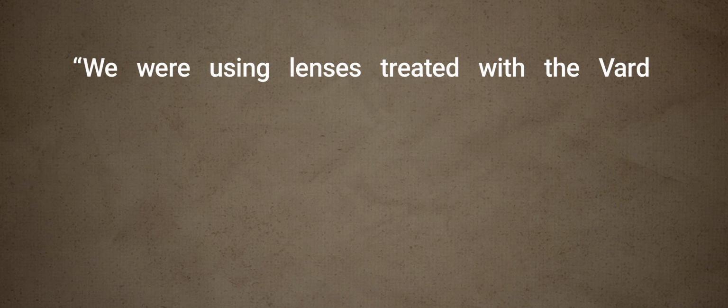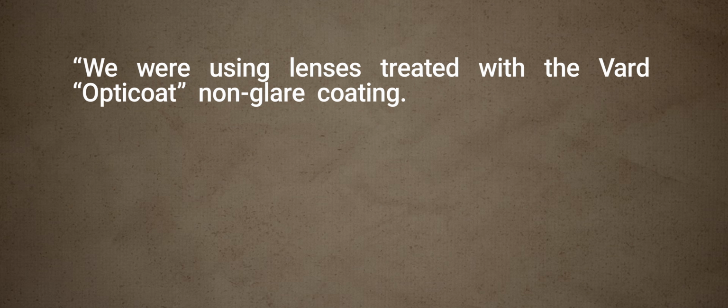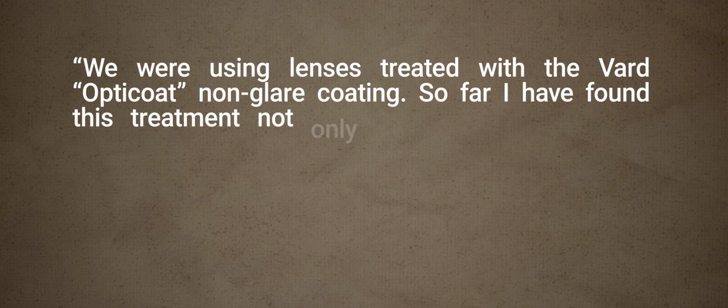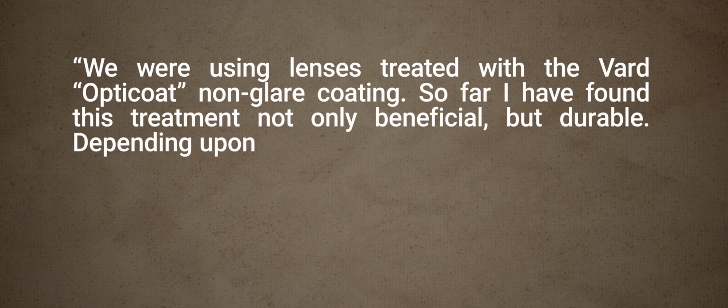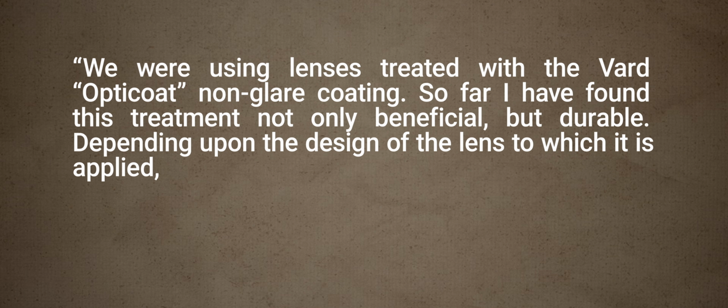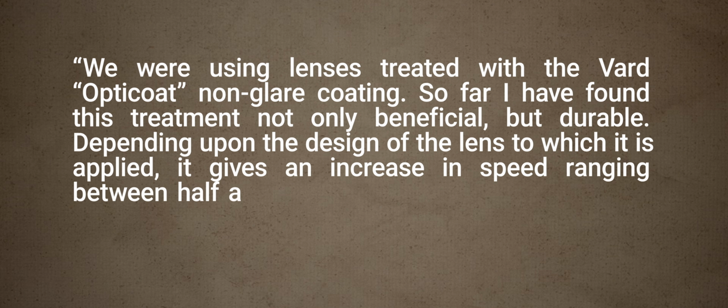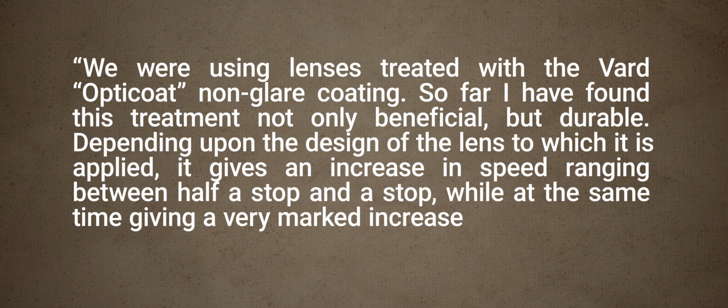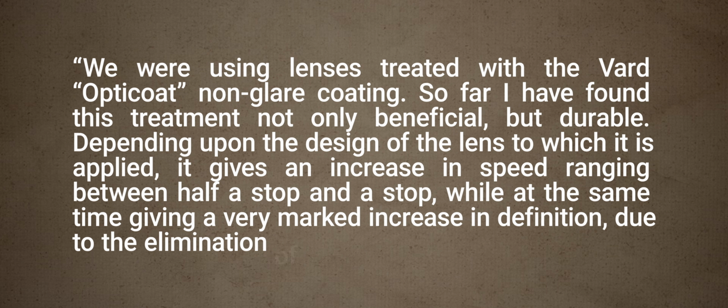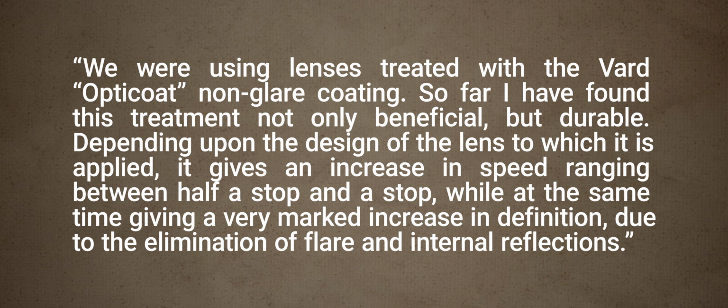In an American Cinematographer article, Toland explains how they achieved it. "We were using lenses treated with the Vard Opticoat non-glare coating. So far, I have found this treatment not only beneficial, but durable. Depending upon the design of the lens to which it is applied, it gives an increase in speed ranging between half a stop and a stop, while at the same time giving a very marked increase in definition due to the elimination of flare and internal reflections." Lens coatings were just emerging, and he embraced them to push clarity further than anyone had before.